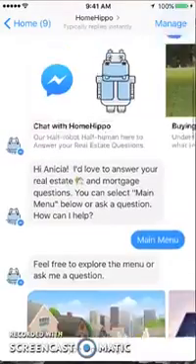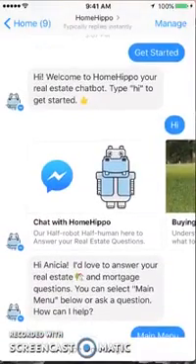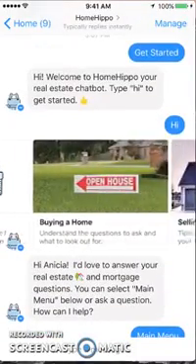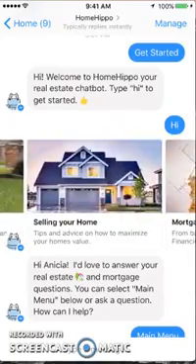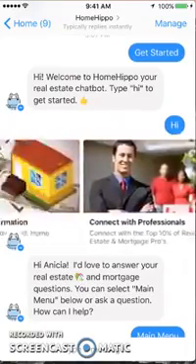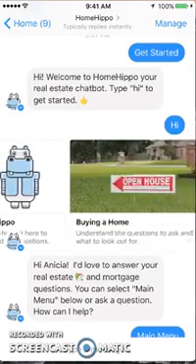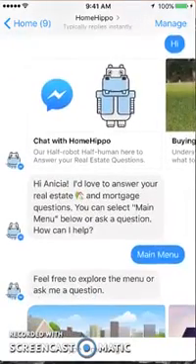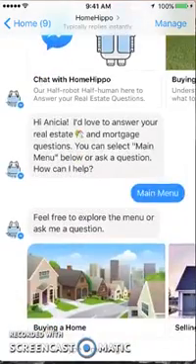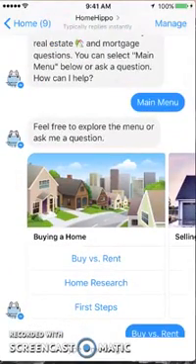Like if we scroll back up here, it looks like it gave me options: chat with HomeHippo, buying a home. It looked like it was going to take me to articles. So if everything is going to be just talk through the chatbot, we shouldn't have any of these categories here. It really should just be HomeHippo can ask you questions, or can answer your questions on buying a home. That's a prompt. Renting, selling, first steps, home research. It should be all of that.